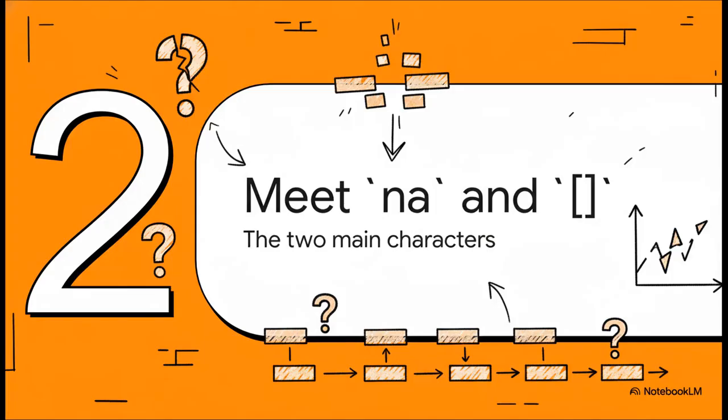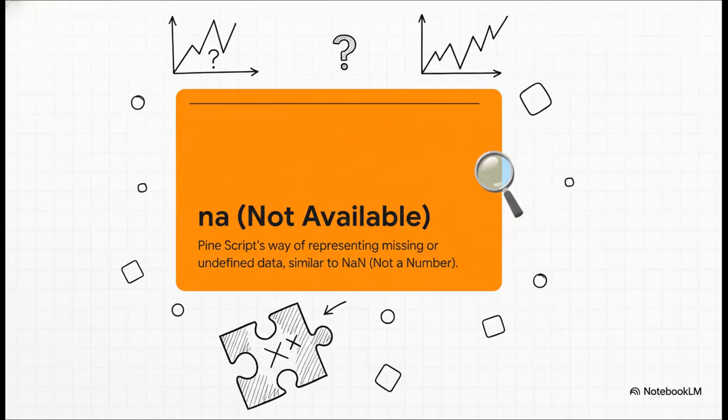So to really get a handle on this, we need to meet the two main characters in this story. First, there's the NA value itself. And second, there's the operator that creates it all the time, the history referencing operator, which looks like a pair of square brackets. If you can master these two, you'll have this bug beat. Let's start with NA. It's just short for not available. Now, if you've done any programming in other languages, this will feel familiar. You can think of it just like not a number or NaN. It's basically a placeholder for data that just isn't there. It's a value that represents a void.